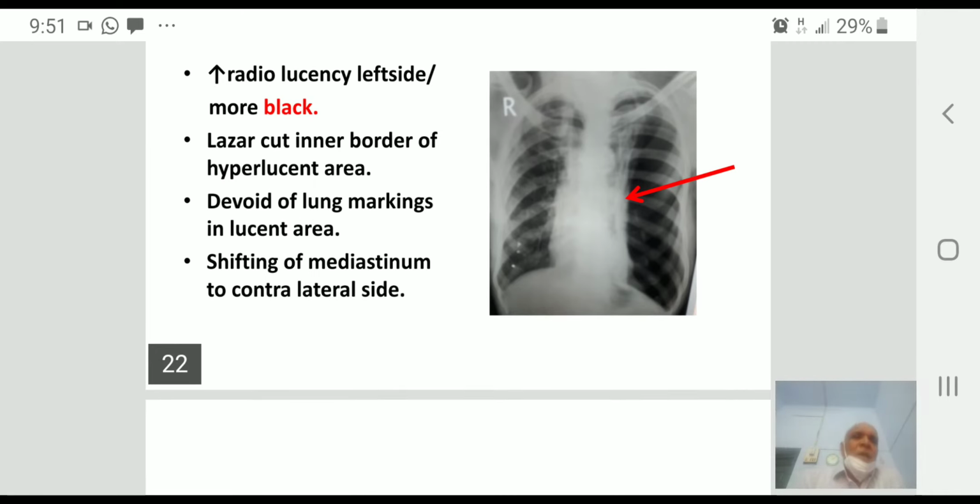Look at the X-ray. The red arrow shows the inner border, which is a razor-cut border, and in the dark area we can see the bronchovascular markings. Shifting of the mediastinum depends on the degree of the pneumothorax.